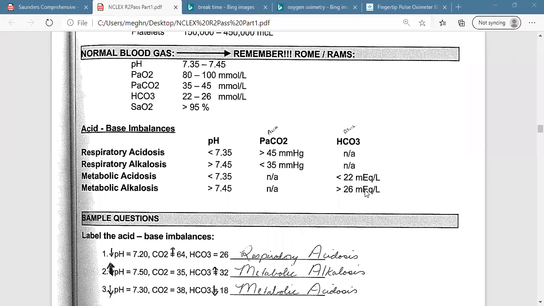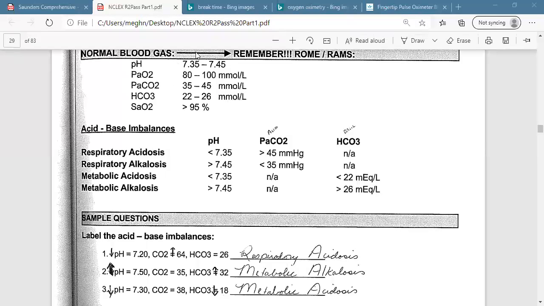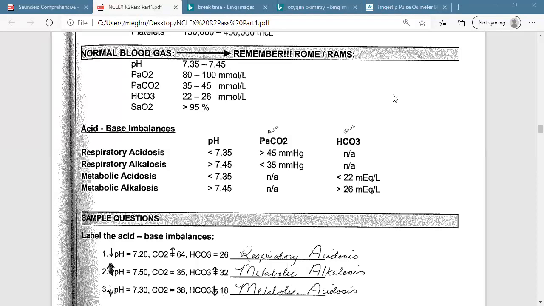So what we learn here: the normal pH range, the normal bicarbonate ion range. Carbon dioxide is the marker of respiratory, and bicarbonate ion is the marker for metabolic. So this is the normal range we have to remember for the exam. And the NCLEX board does not give any flow chart, so we have to remember.